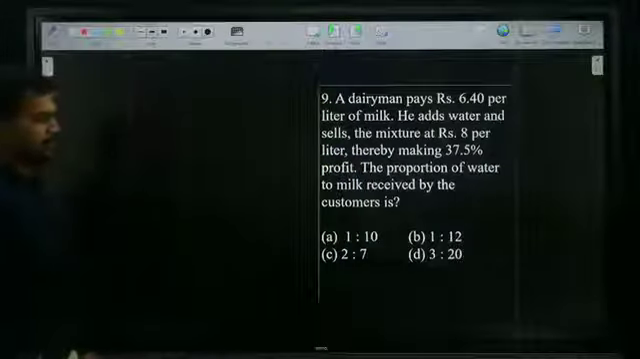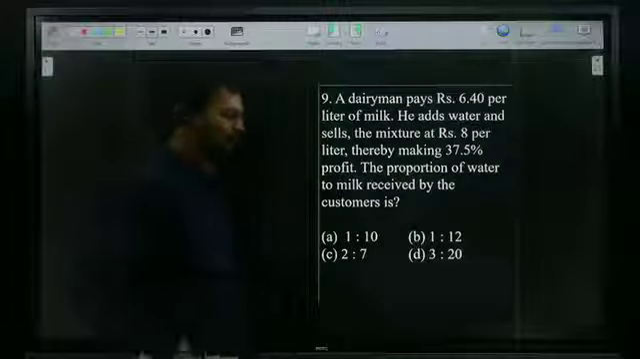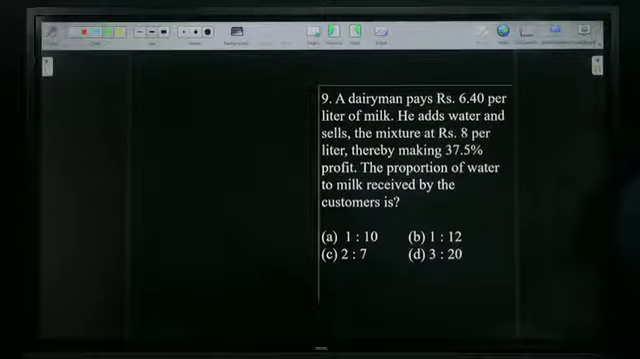Just read this 9th question, all of you. Try to solve it yourself. I'm expecting answers from you. Just try to solve it yourself.